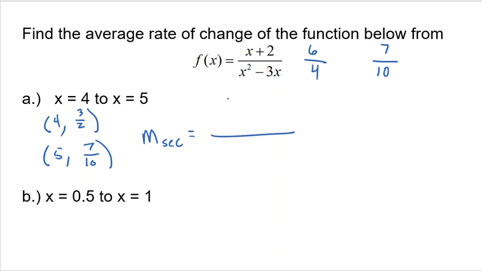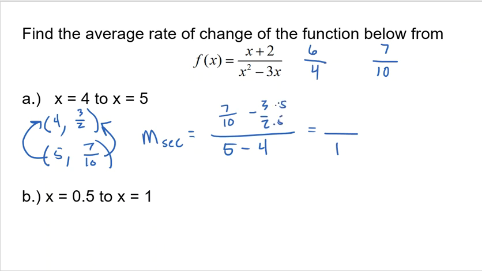All right, so on top, I'm going to do the y's, 7/10 minus 3/2. On the bottom, I'm going to do the x's, 5 minus 4. Notice if you go 7/10 minus 3/2, then you have to continue that pattern of 5 minus 4. So the good news is I get a 1 on the bottom. That's awesome. Now I just got to do some dirty work to get a common denominator here.